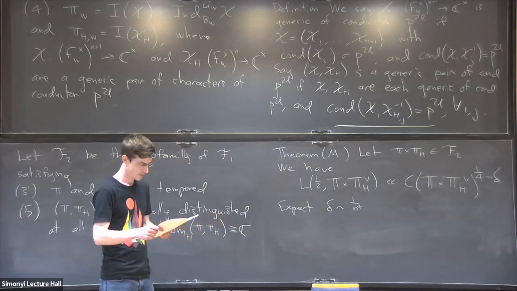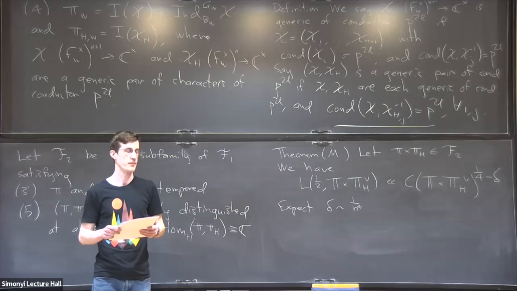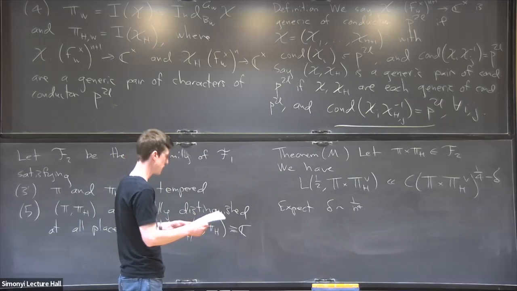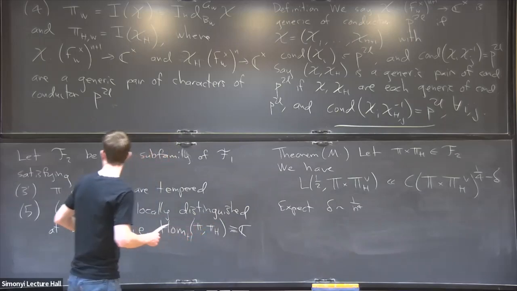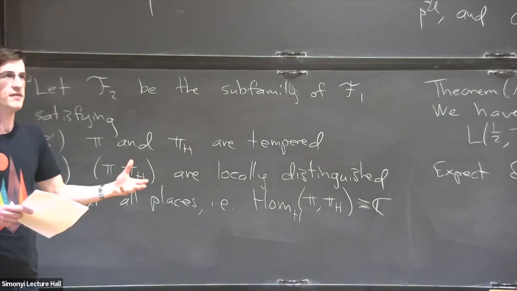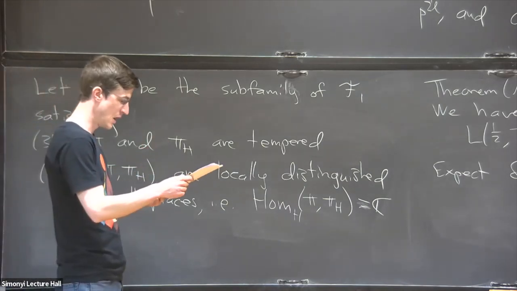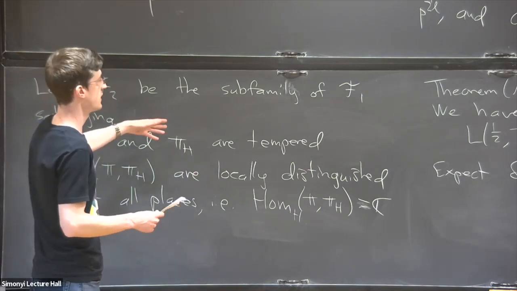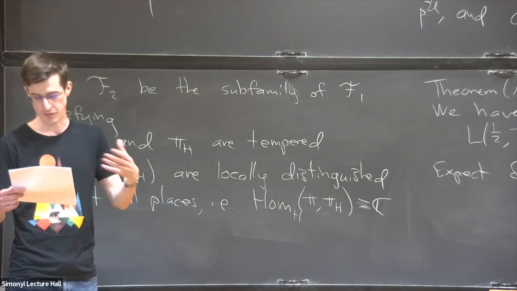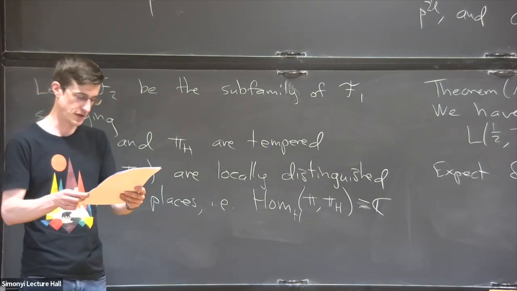Let's see. So, any other questions about that statement? Okay. So, let me say a little bit about what the conditions do. Of course, the fifth condition is just to ensure that the period doesn't trivially vanish, so that you don't just get 0 = 0 in your period formula. The temperedness condition is needed for the proof of Ichino-Ikeda, to ensure that Ichino-Ikeda holds.